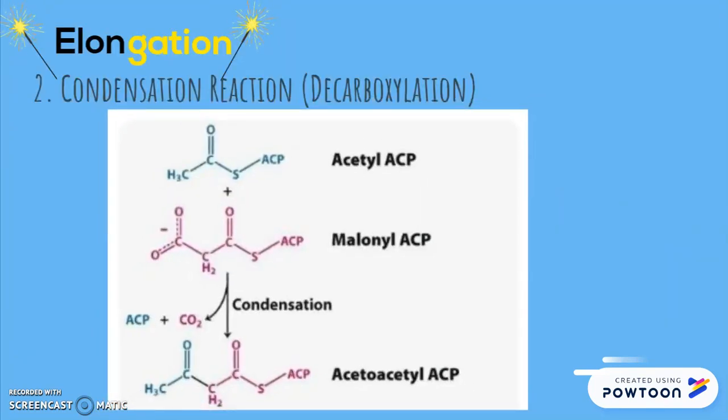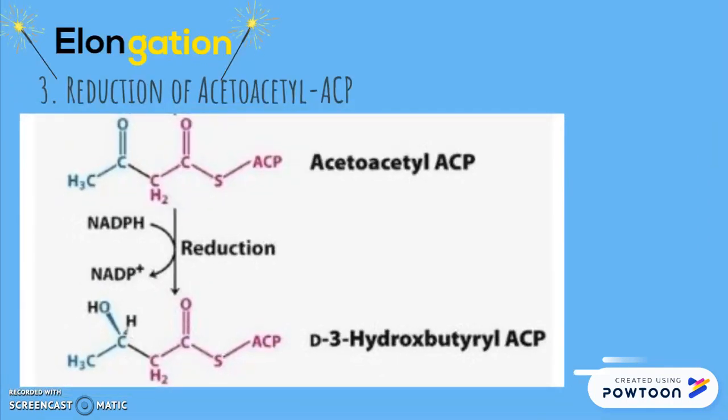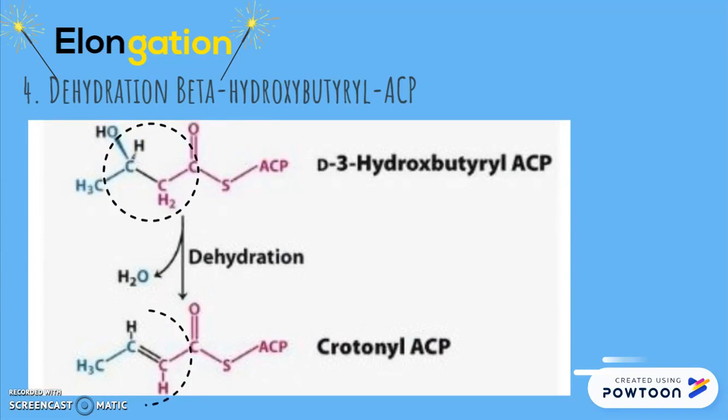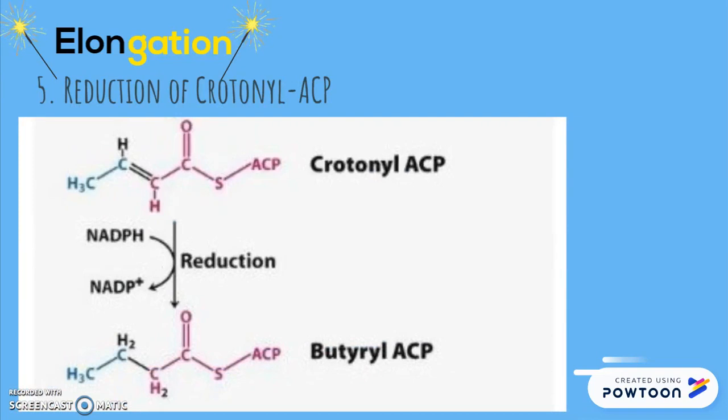Step 2. In this joining reaction, the acetyl is transferred and joined to the malonyl-ACP group. Condensation takes place with a loss of carbon dioxide, forming acetoacetyl ACP. Step 3. Hydrogen is added to the carbonyl group on carbon 3 of acetoacetyl ACP, forming beta-hydroxybutyryl ACP. Step 4. A double bond is formed between carbon 2 and 3, resulting in a loss of water and the conversion of beta-hydroxybutyryl ACP to crotonyl ACP. Step 5. Crotonyl ACP is reduced through the hydrogenation of carbons 2 and 3, forming butyryl ACP.